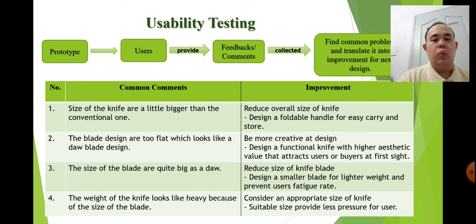The fourth comment is that the knife looks heavy because of the size of the blade. So for this one, we should consider an appropriate size design for the knife. The suitable size can provide less pressure for users. For example, if a user wants to cut fruit, why should they choose the bigger knife? They would rather use a smaller knife, because a smaller knife is convenient for cutting the fruit into smaller pieces. The bigger knife will be quite stressful for them to use because it's too large.